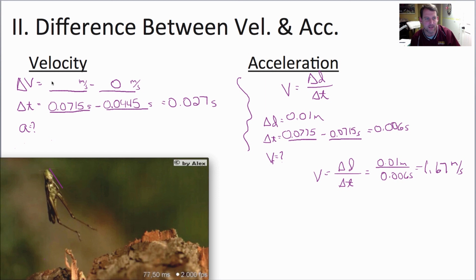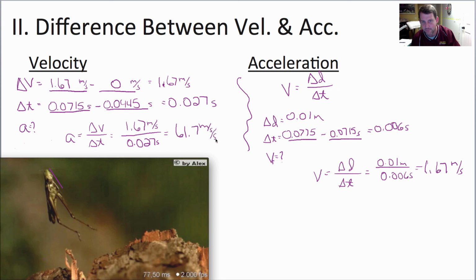So our change in velocity here, our final velocity is 1.67 meters per second, for a final change, of course, of 1.67 meters per second. Now to find our acceleration, we simply take our change in velocity divided by time. So acceleration is change in velocity divided by a change in time. And we see that this is 1.67 meters per second over 0.027 seconds. Put that to our calculator. And we get the acceleration of 61.7 meters per second per second.